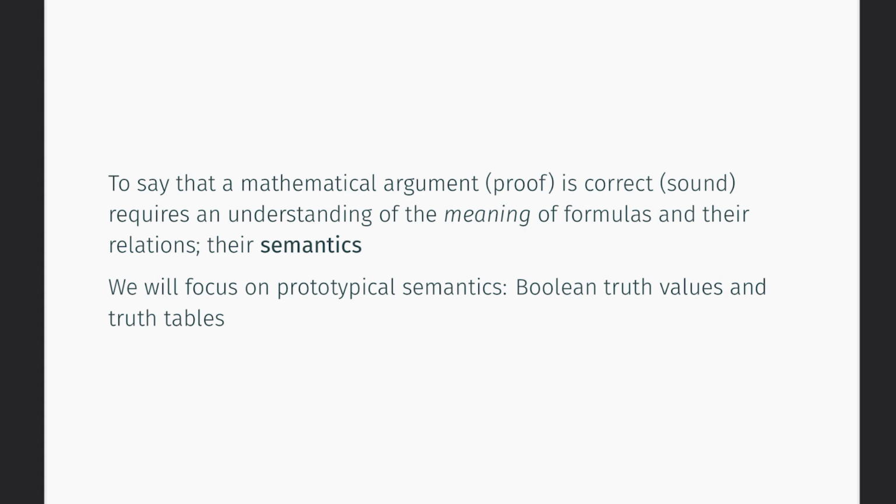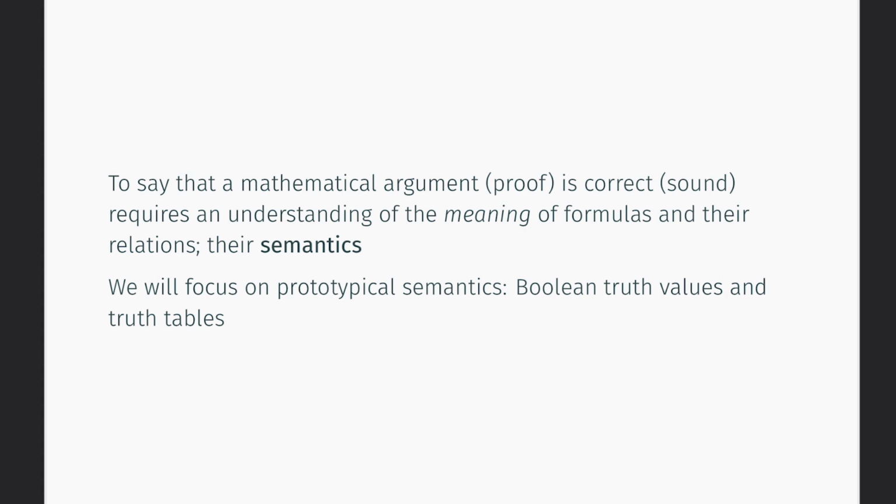To say that a mathematical argument, so a proof, is correct, or also called sound, requires an understanding of the meaning of formulas and the relations, the so-called semantics. And there is not a certain fixed type of semantics. We can have a different meaning for propositional logic depending on the context.